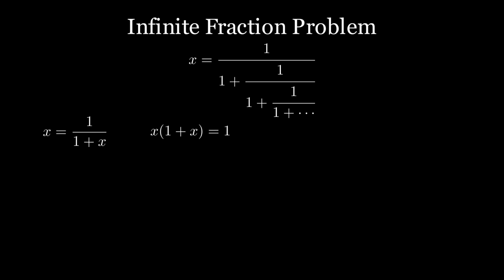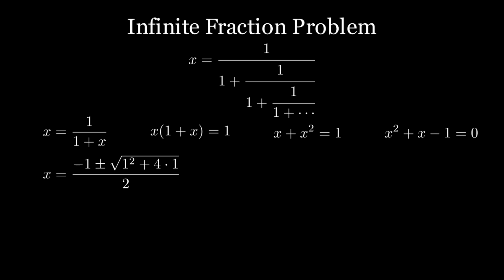Multiply both sides by 1 plus x. Distribute x on the left-hand side. Move all terms to one side to get a quadratic equation. Now apply the quadratic formula. Simplify the expression inside the square root.